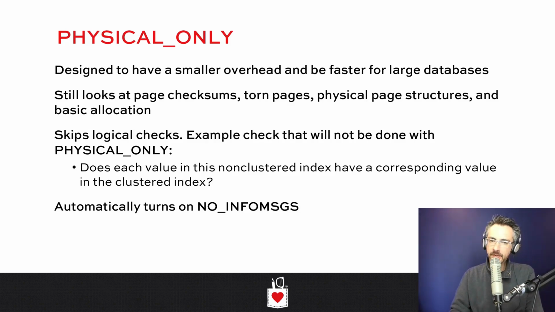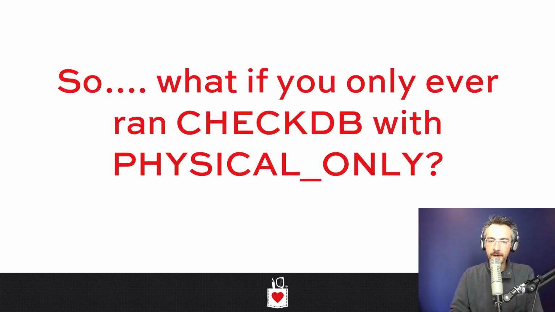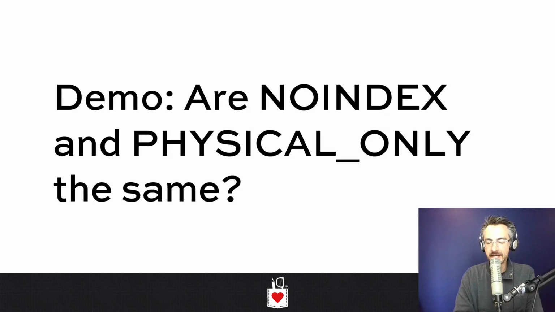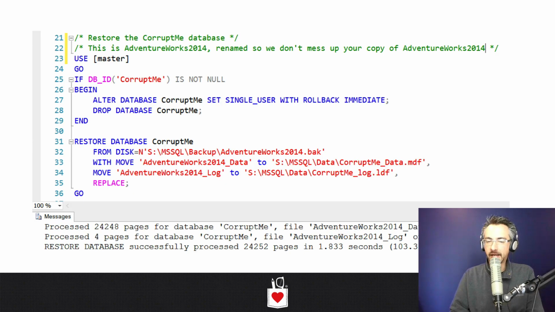There's a similar parameter that sounds like it's going to check less stuff, and it's called NOINDEX. NOINDEX skips all of the non-clustered indexes in our database, which is also meant to speed things up. But that's not really the same thing.